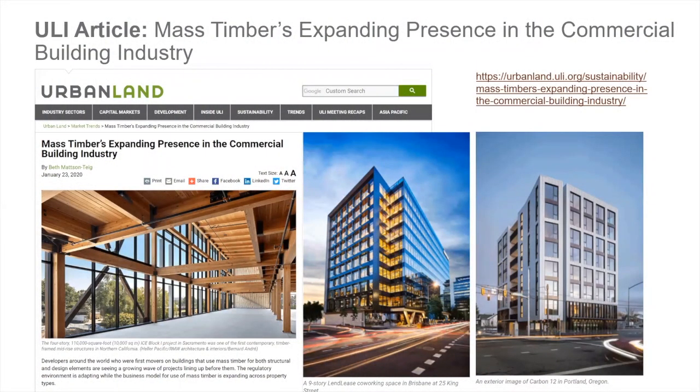WoodWorks is a national Greenprint innovation partner with the Urban Land Institute. They're the largest organization of real estate developers. This is a link to a particular ULI article on the expanding presence of mass timber in the commercial building industry. It's a great article to share with owners and developers.